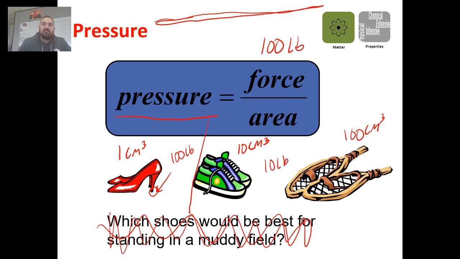That's assuming you're on 1 foot. What about this 100 centimeters? It's going to be 1 pound of pressure, but it's going to be very evenly distributed throughout these shoes. There's so much surface area that that's just how it's going to be. So that's what pressure is. Pressure is very dependent on the area, and that's why I wanted to show y'all this.